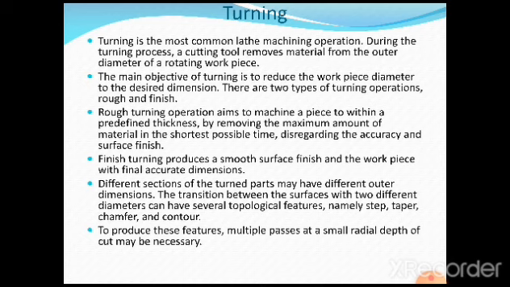There are two types of turning operations. One is called rough and the other finish. Of course, that depends. In turning operation also, the main objective is to reduce the larger diameter to a smaller diameter. But when we reduce this, what are the different types? Rough turning and finish turning. Rough turning operation aims to machine a piece to within a predefined thickness by removing the maximum amount of material in the shortest possible time, disregarding the accuracy and surface finish.